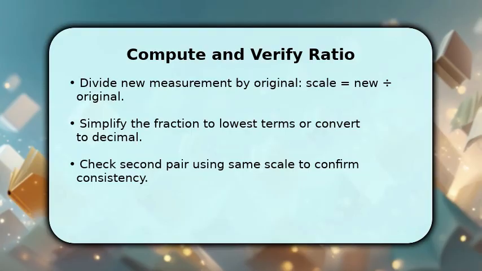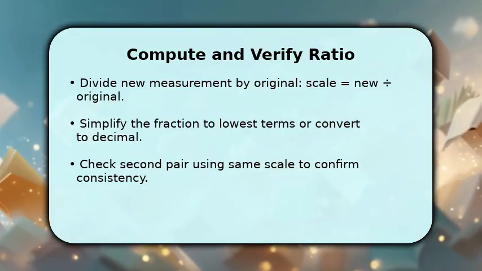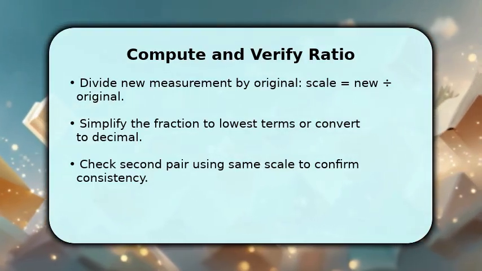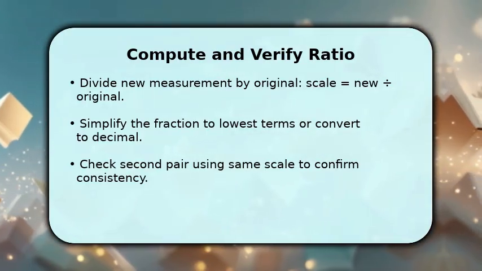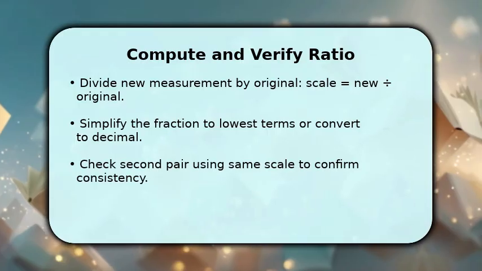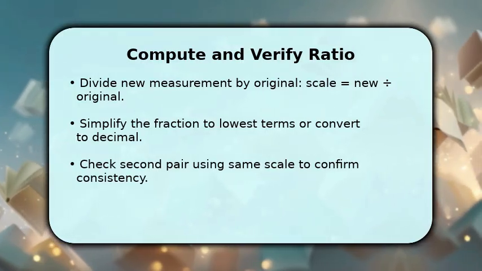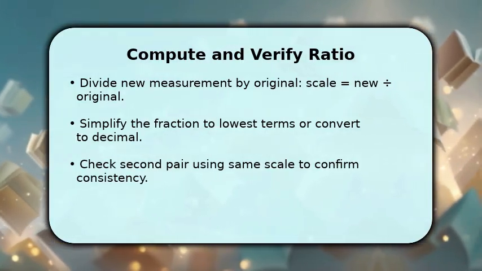You now compute the scale factor by dividing the new measurement by the original measurement because the ratio tells you how much larger or smaller the object becomes. For clarity, simplify the fraction or convert it to a decimal like 1.5. This makes mental checks faster.